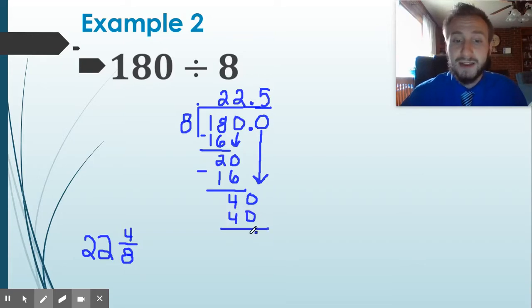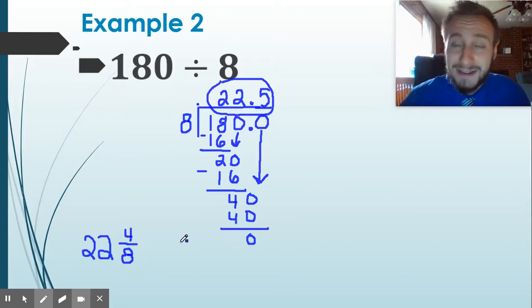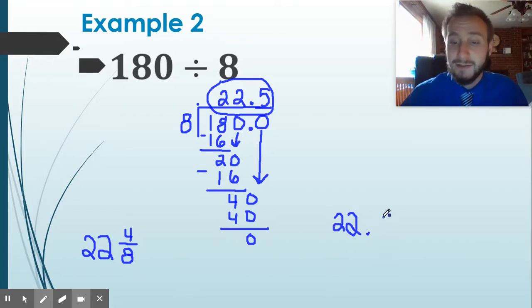Once you subtract that, you get 0. So you have no more remainder. Okay, so that means the decimal form of your answer is 22.5. Think about it this way. 22.5 is the same thing as saying 22 and 4/8. These answers are equivalent. They're the exact same. So either one would be correct.